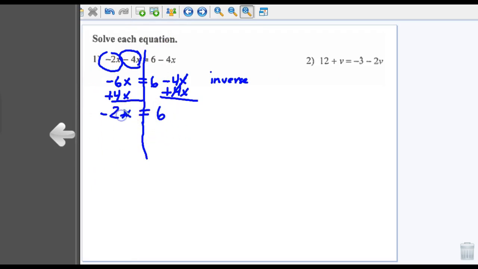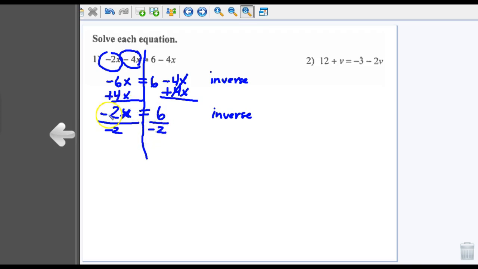So I want to go ahead and look at what I have to do next. I have to do the inverse operation again. I'm looking for the inverse again. And the inverse of multiplication is division. So I'm going to take my coefficient, that's the number that's in front of the variable, and I'm going to divide both sides by that number. And since it's a negative, I want to make sure that I divide both sides by this negative.